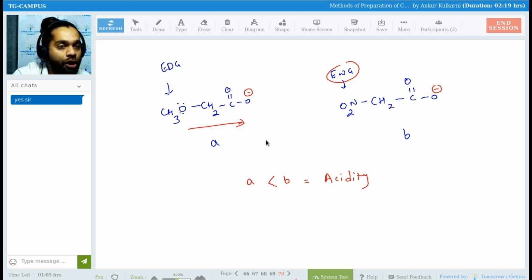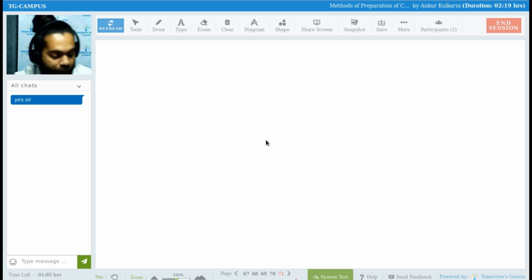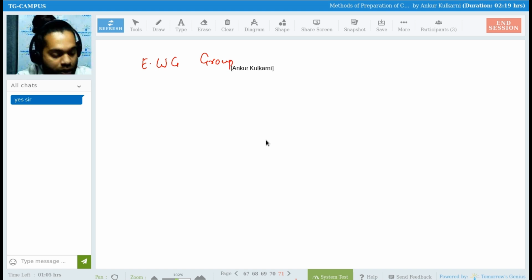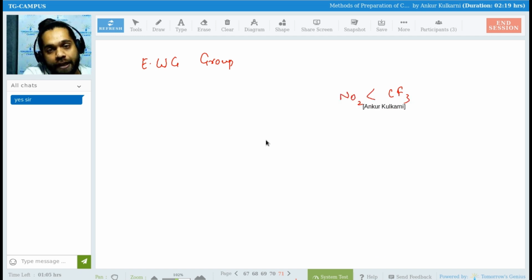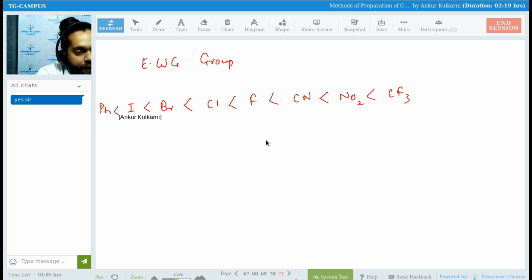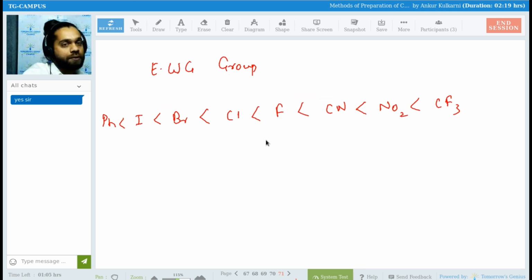Okay, so I'm giving you the order, Sasidaran. Please write it down and you have to remember this. I'm giving the order of electron withdrawing groups. So strongest is CF3. Then you have a nitro group, that is NO2. After NO2 you have CN. After that fluorine, obviously. Then your halogens, chlorine, bromine, iodine, and last but not the least, your phenyl ring. Come on, write it down.